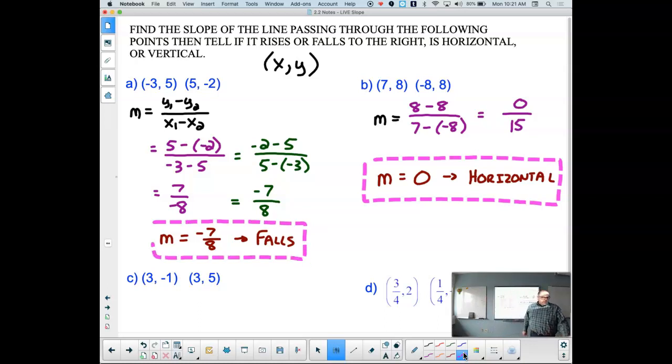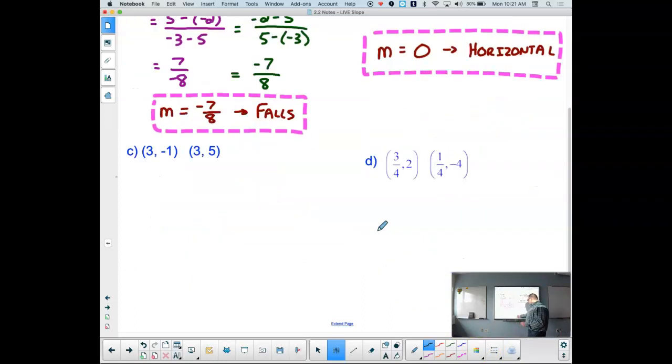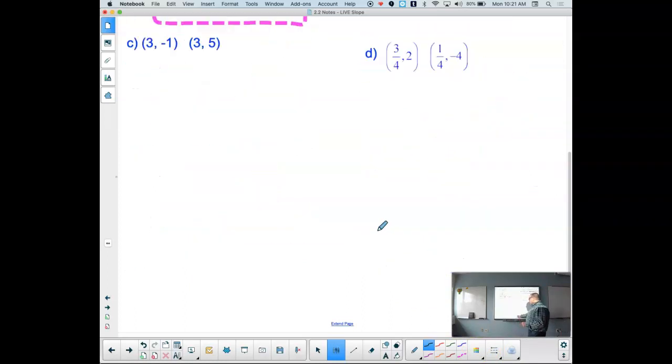What I would like you to do now individually is do the next two, C and D, on your own. I'll give you a couple of minutes here to find me the slope and the description of those lines.